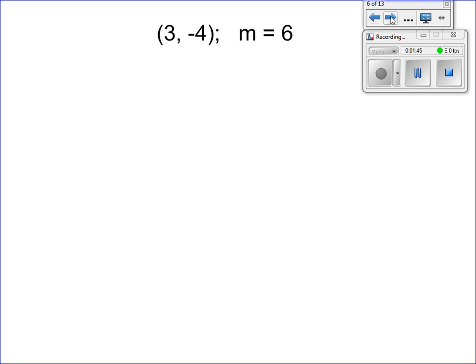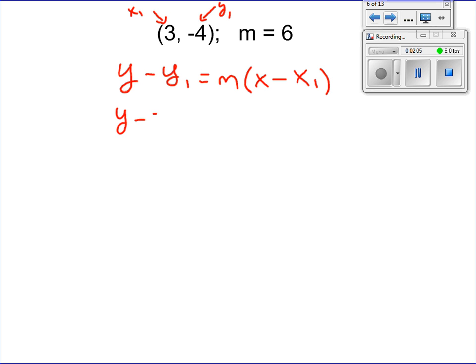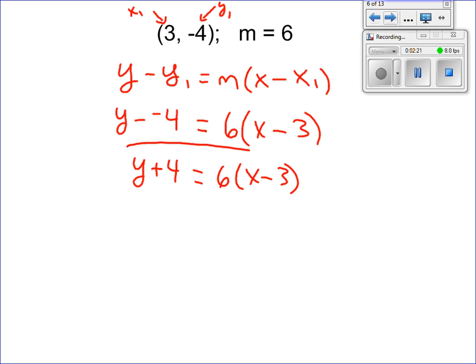So remember, always start with the general form. If you don't, you're going to make a mistake. Y minus y1 equals m times x minus x1. So this 3 is x1, this negative 4 is y1, and m equals 6. So I'm just plugging those in. Y minus negative 4 equals 6 times x minus 3. I can simplify this. Y minus negative 4 is y plus 4 equals 6 parentheses x minus 3. And that's it. If they ask for point slope form, you're done.